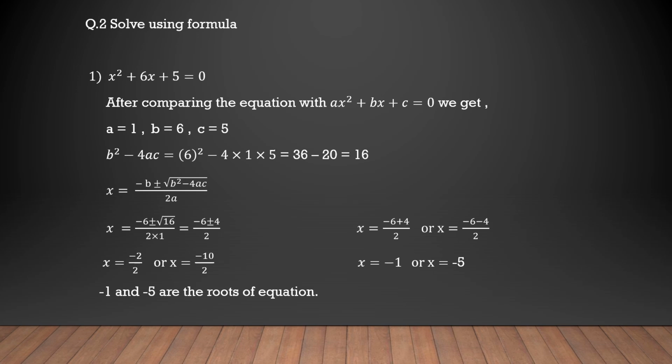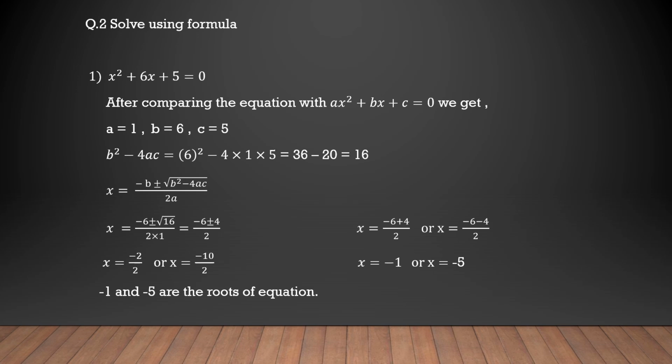Then we use the formula x is equal to minus b plus minus root of b square minus 4ac divided by 2a. So in this formula we put the value of all these terms. So we write x is equal to b is 6. So we write minus 6 here. The value of b square minus 4ac is 16. So we write root 16 by 2 into a. A is 1. So we write 2 into 1. Then we solve.